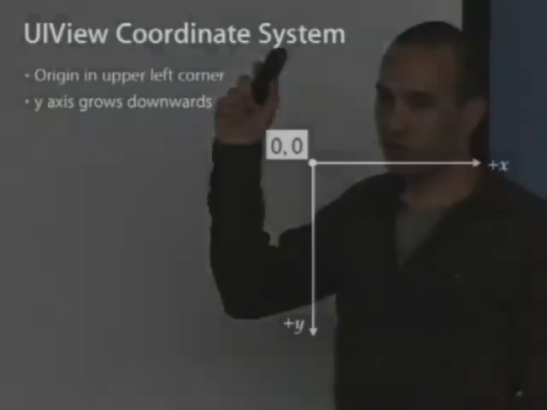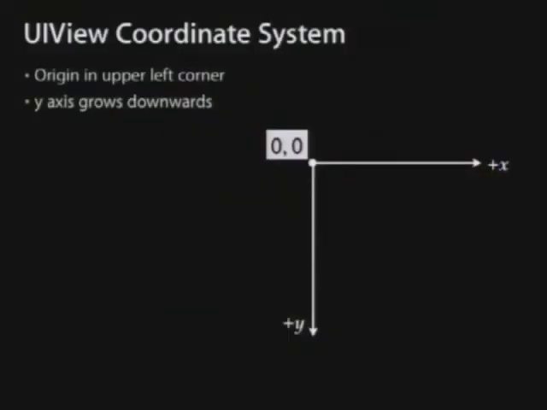Now here's the other point I wanted to make, which is the coordinate system for UI views is that 0, 0 is in the top left corner. A lot of desktop systems do this so that origin is down in the bottom left. And that has its advantages and disadvantages.